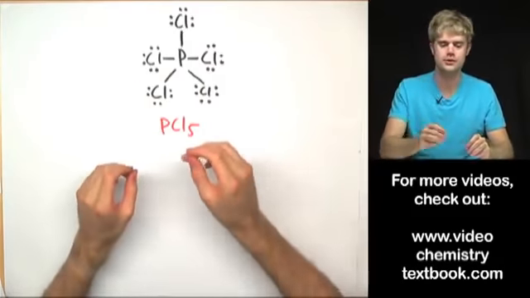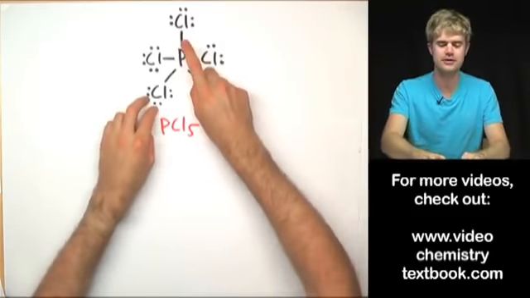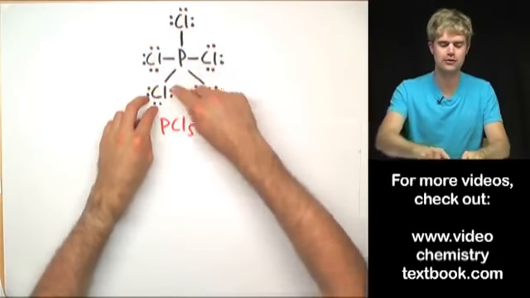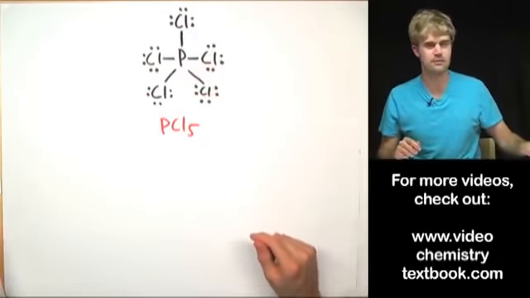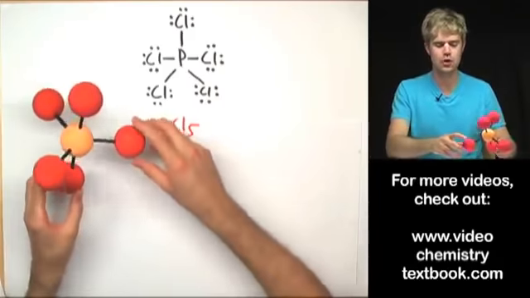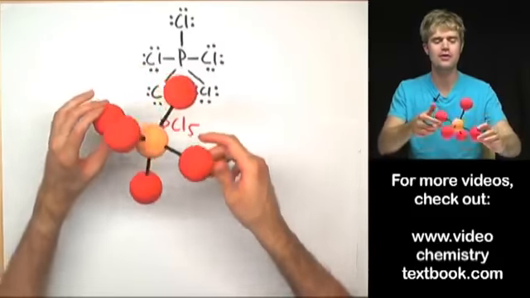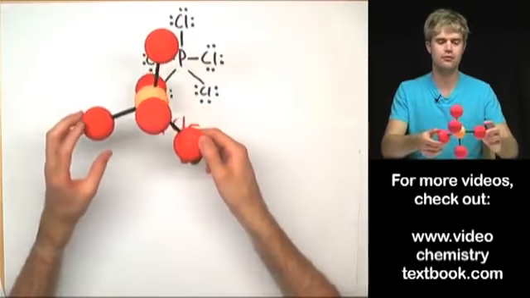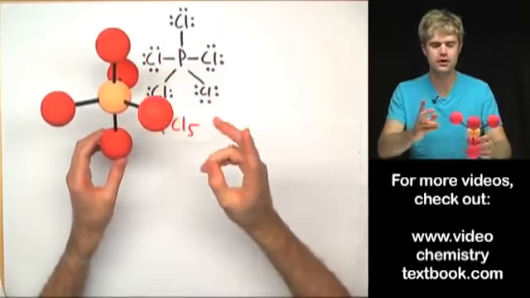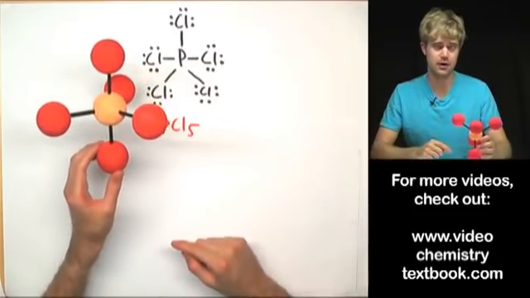Okay, we're going to start out with a molecule that has a central atom surrounded by 5 other atoms. Okay? Here's what a molecule like PCl5 would look like in 3 dimensions. This is the shape that it would have. There are 2 things that I want you to notice about this kind of a molecule.